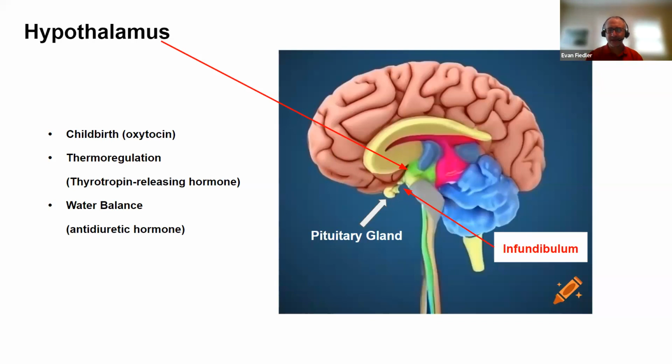There are 3 positive feedback mechanisms. This is one of them. The other 2 are blood clotting and runaway fever.